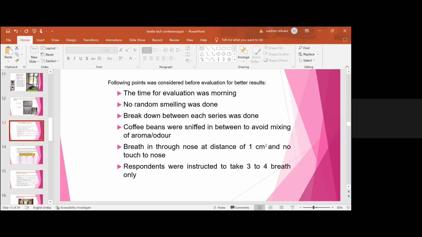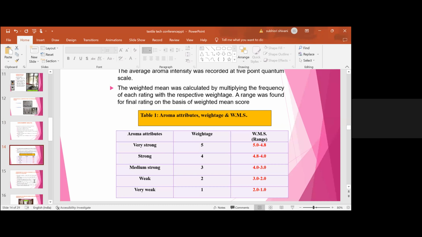Then the washability was checked. Samples after 5, 10, and 20 washes were again smelled for the intensity of the aroma. Then the mosquito repellent property was checked, which was done by preparing a wooden cage, with food provided.